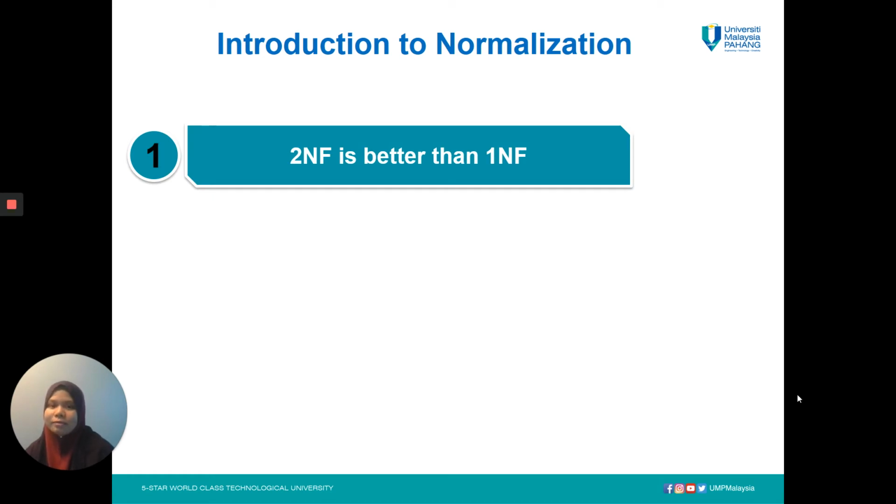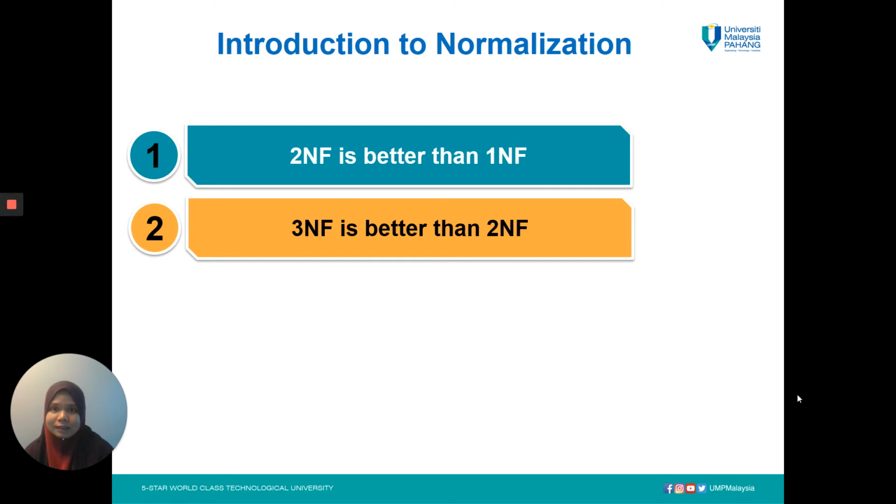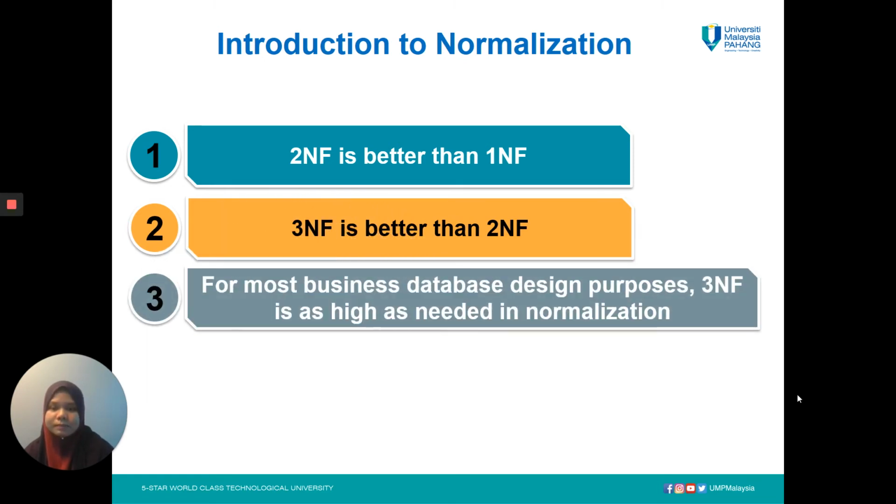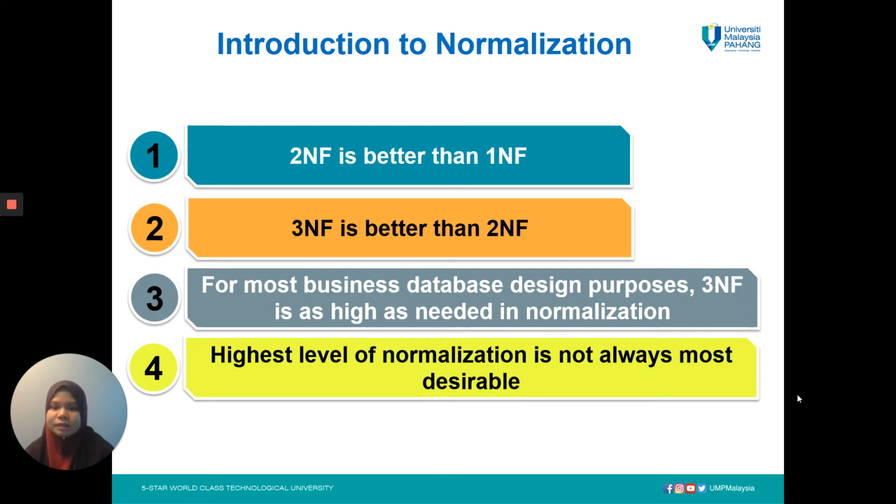To give you some information, the second normal form is better than the first normal form, and the third normal form is better than the second normal form. For business purposes, third normal form is as high as needed in normalization. It's good if you have the third normal form, but a high level of normalization is not always the most desirable.